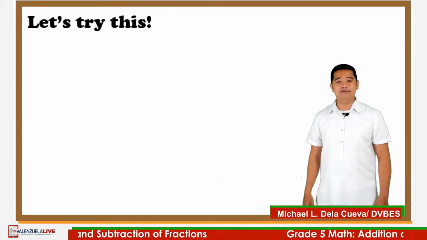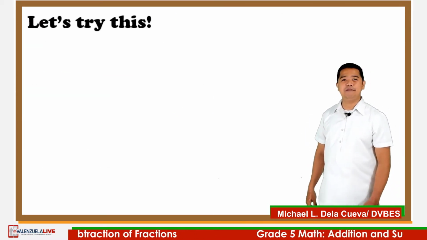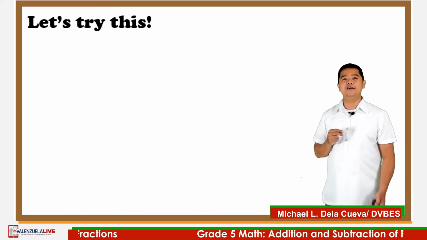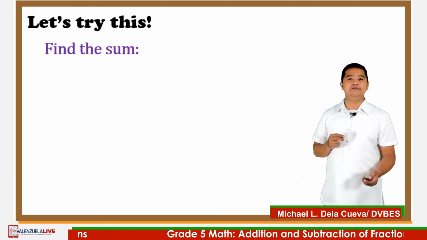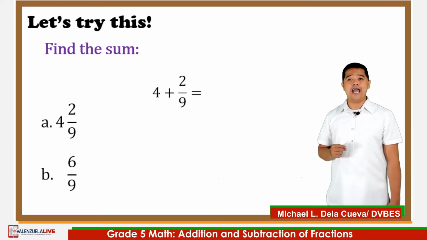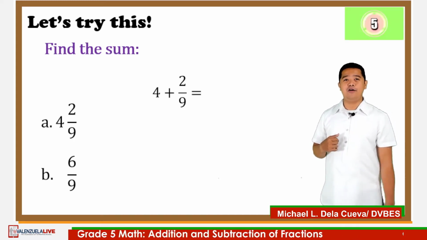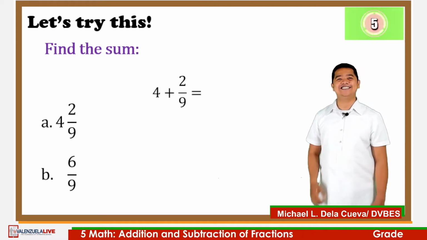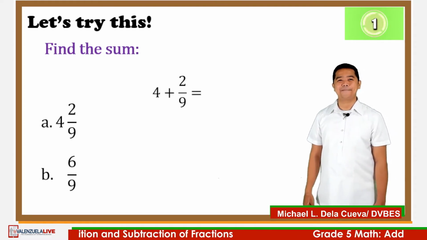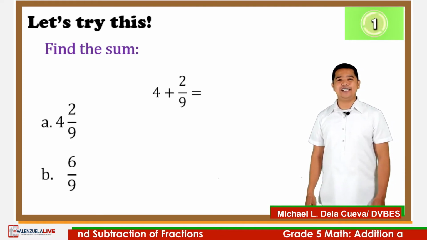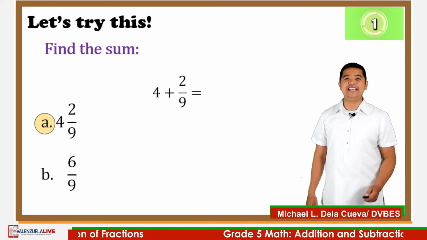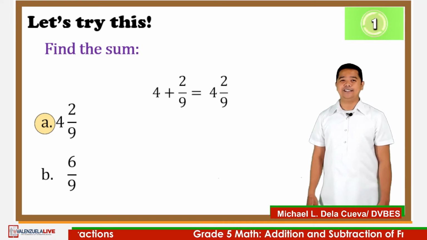Okay, let's have another problem. But this time, you will use your comments to answer. Find the sum of 4 plus 2/9. You will choose the letter of the correct answer, either A or B. And you have only 5 seconds. Okay, the answer is very good. Letter A. 4 plus 2/9 is equal to 4 2/9.